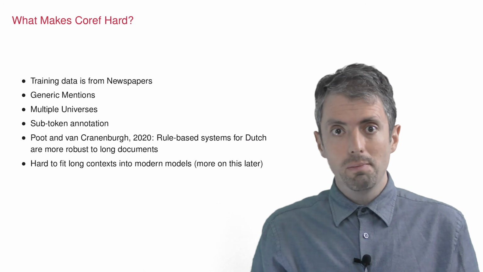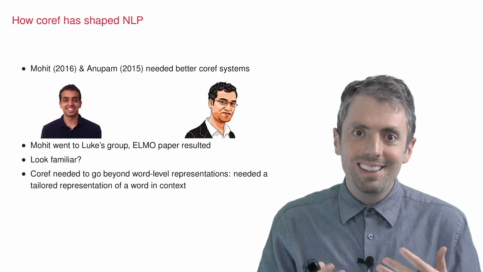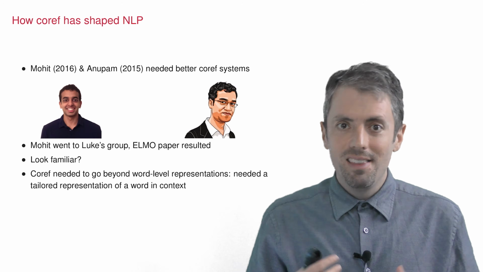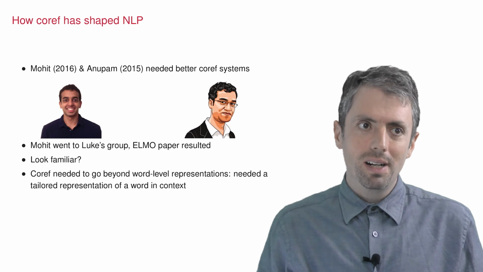So if you have long-distance information that you need to resolve your coreference, it might just have been forgotten in your span-BERT model. So I'd like to take a step back a little bit and think about how coreference has shaped the development of natural language processing.